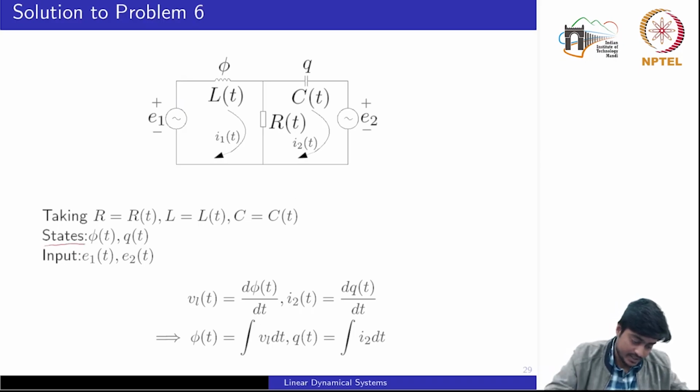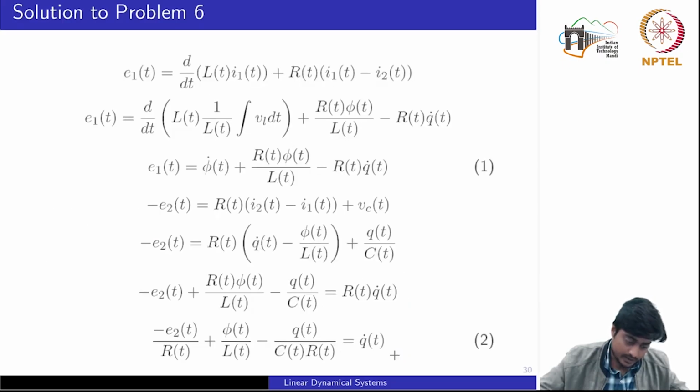So here we have chosen these states: the flux through the inductor and the charge across the capacitor. The inputs are already pre-specified as E1 and E2. These relations we basically know from our plus two physics. Again, writing the loop equation for both loops, you can go through the more detailed simplification of those two loops in terms of phi and the charge.